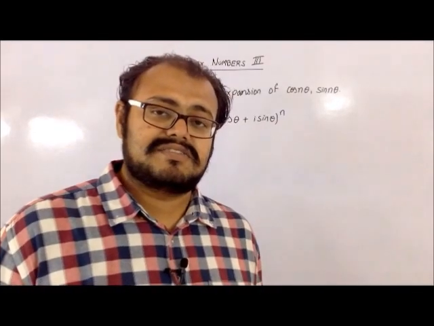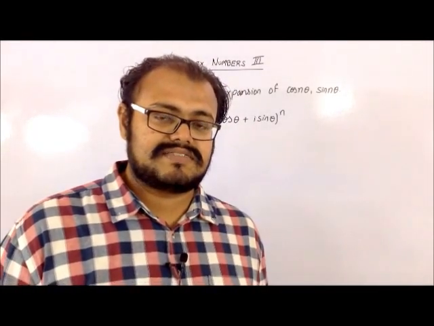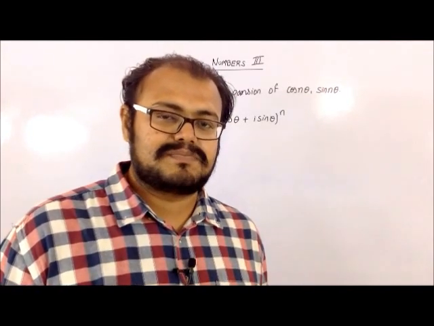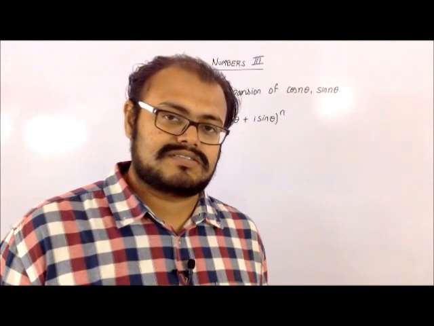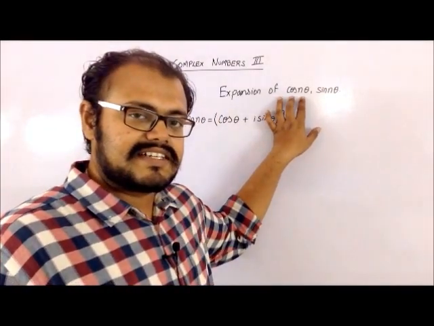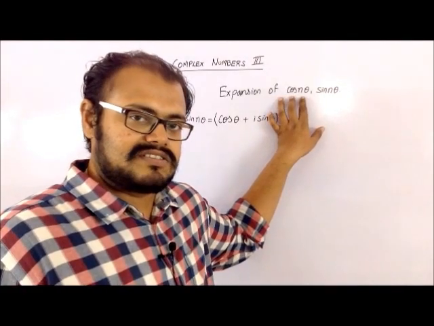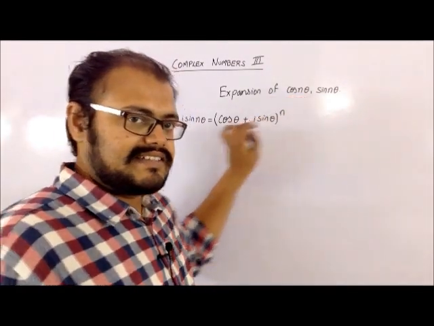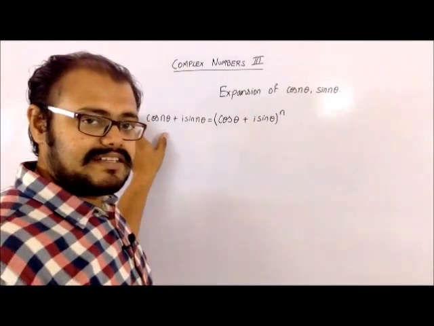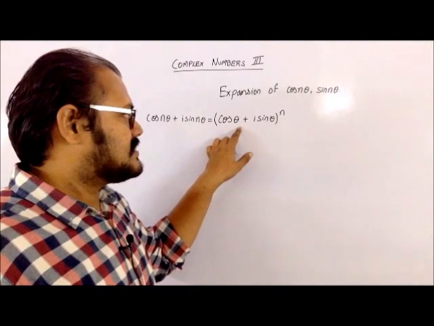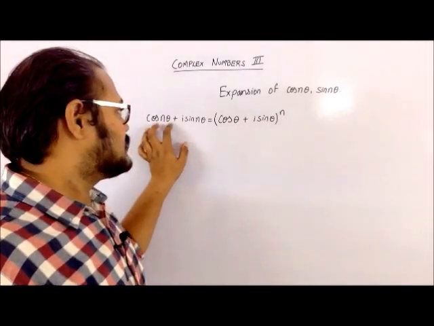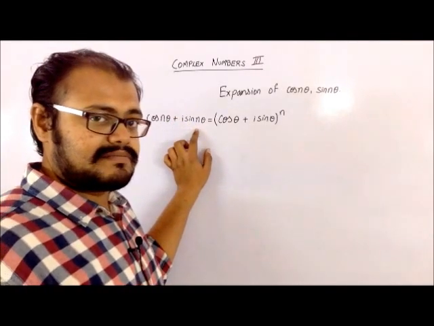The first application of De Moivre's theorem which we are going to see is finding the expansion of sine n theta and cos n theta in terms of powers of sine and cos. So if I want to find the value of cos n theta in terms of powers of sine or cos, I simply consider this equation, which is De Moivre's theorem: cos theta plus I sin theta raised to n is cos n theta plus I sin n theta.